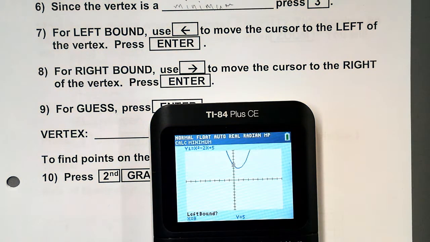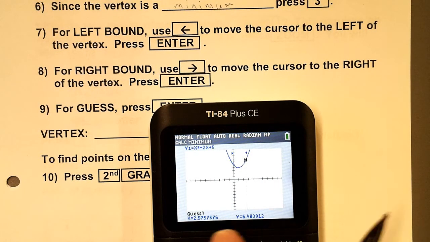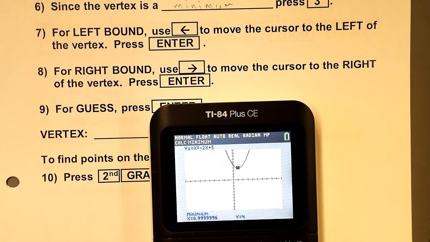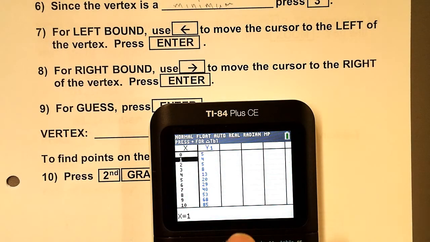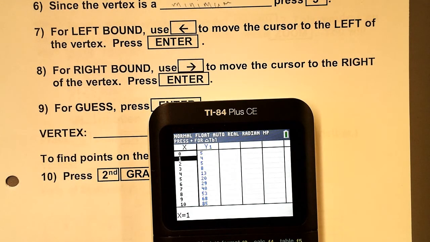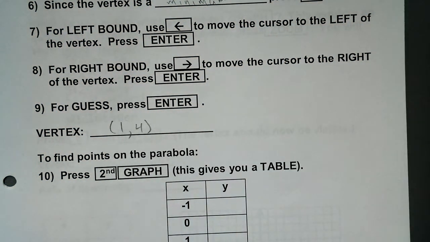So, are we to the left of it? Yes. Push enter. Now, it says right bound. You're going to have to move with your left and right arrow until you're to the right of your vertex. Once you're to the right of it, push enter, and it's going to ask you one more time to push guess. Push enter one more time. Now, this gives us a minimum of 0.999999964. We can verify that in our table, and our vertex is at 1,4. Just verify it. If you get a really long decimal, see if there's a point that matches with it. So 1,4. That's our vertex.